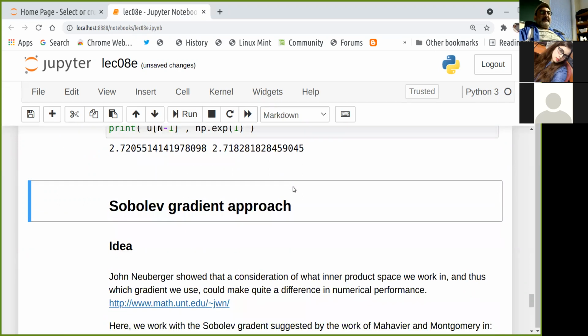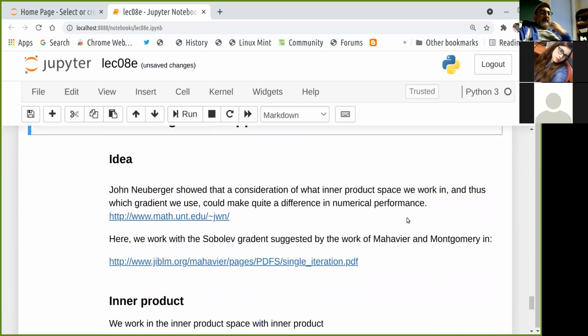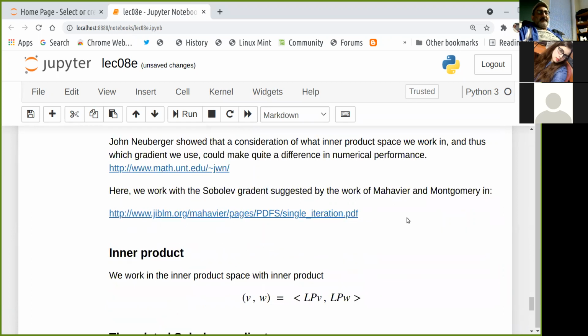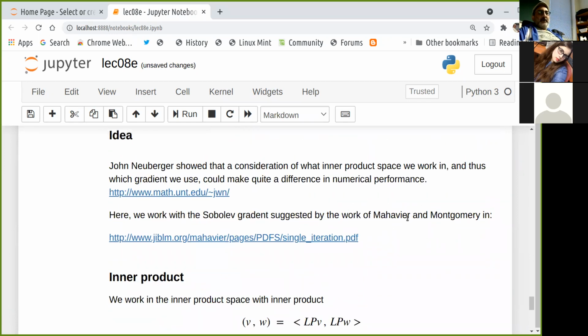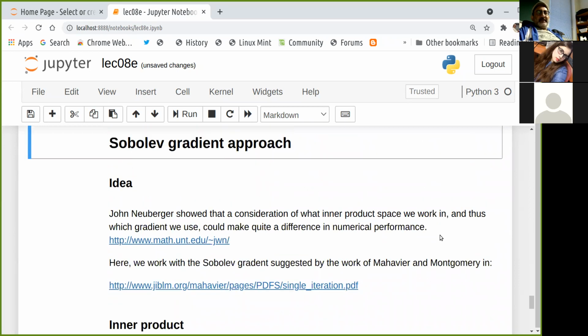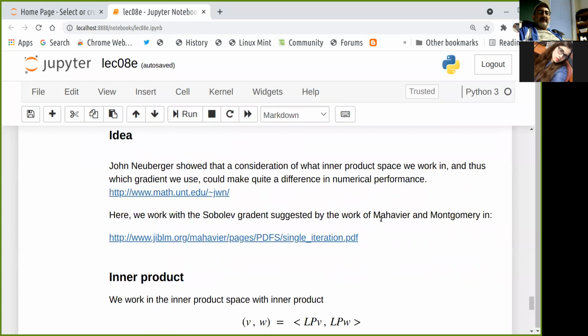All right. So John Neuberger showed that if we work with inner products, we can take different inner products. Those will give us different gradients. And Neuberger showed that it would be best if you think a little bit about the inner product, and then you can get gradients which have nicer numerical qualities. Okay, so there's some work that I've pointed you to by Mojave and Montgomery using their idea.